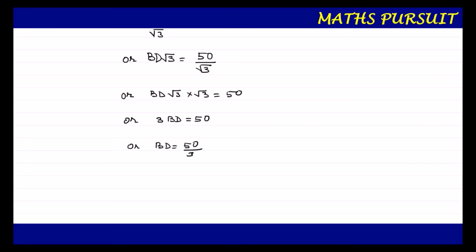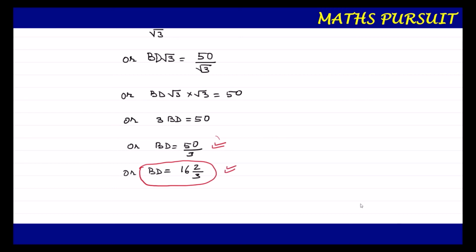Or in other words, I can write BD is equal to 16 2 by 3. This is what we got. Both the ways our answer is going to be the same. If we say BD is equal to 50 upon 3, this is going to be our answer. If we say BD is equal to 16 2 upon 3, this is also going to be our answer. Nothing wrong is going to happen.